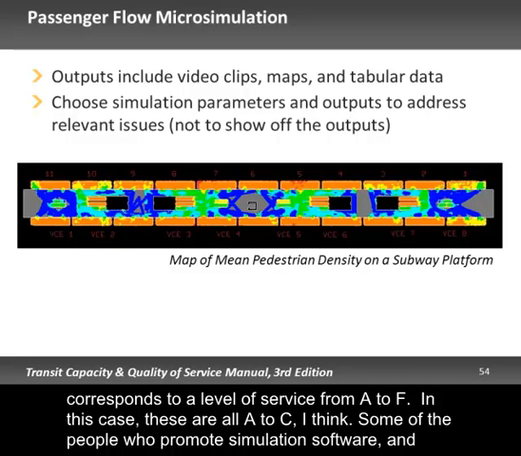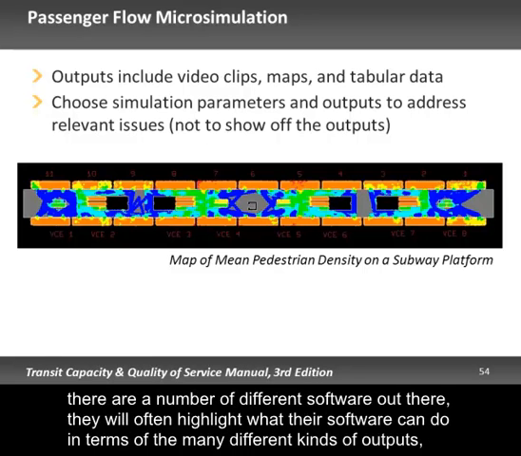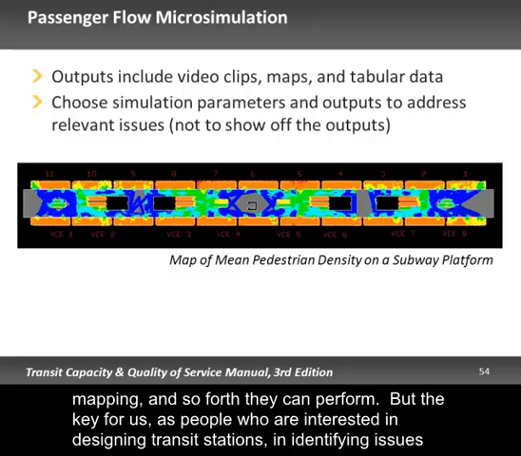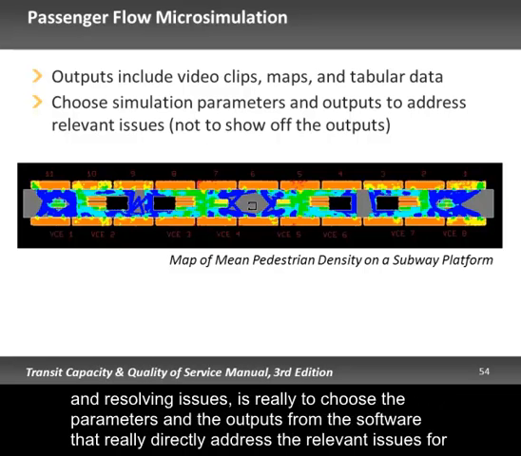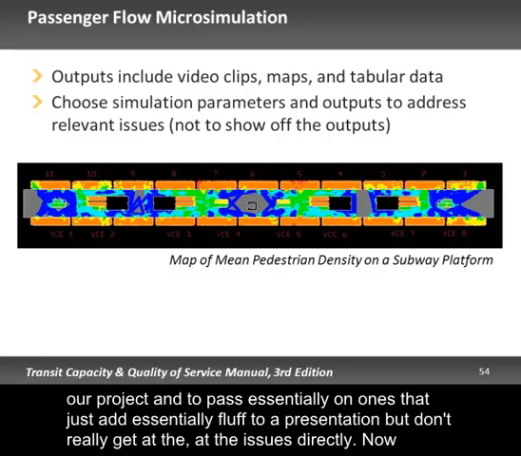In this case, these are all A to C, I think. Some of the people who promote simulation software, and there are a number of different software out there, will often highlight what their software can do in terms of the many different kinds of outputs, mapping, and so forth they can perform. But the key for us as people who are interested in designing transit stations, in identifying issues and resolving issues, is really to choose the parameters and the outputs from the software that directly address the relevant issues for our project, and to pass on ones that just add fluff to a presentation but don't really get at the issues directly.